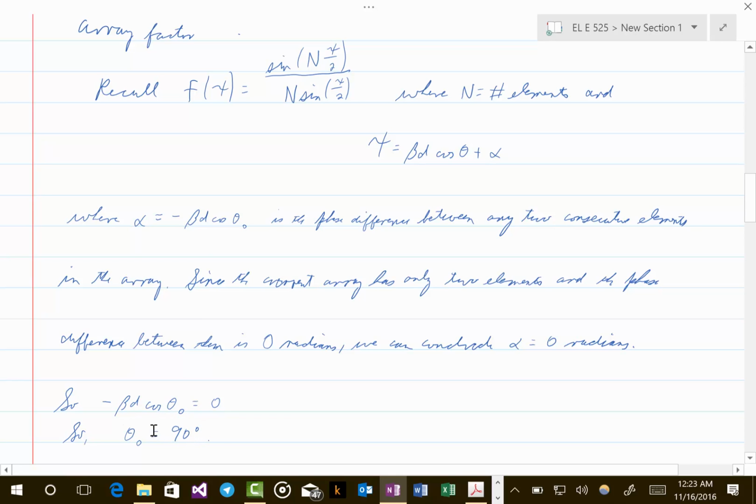So this information here only indicates what's going on with the array factor. We don't have any further information. Let's say we're not factoring in anything about the element pattern. So this is just telling us that the maximum of the array pattern should be in the direction of 90 degrees. It doesn't tell us anything about where we should have the maximum of the element pattern. We'll get to that in a moment.